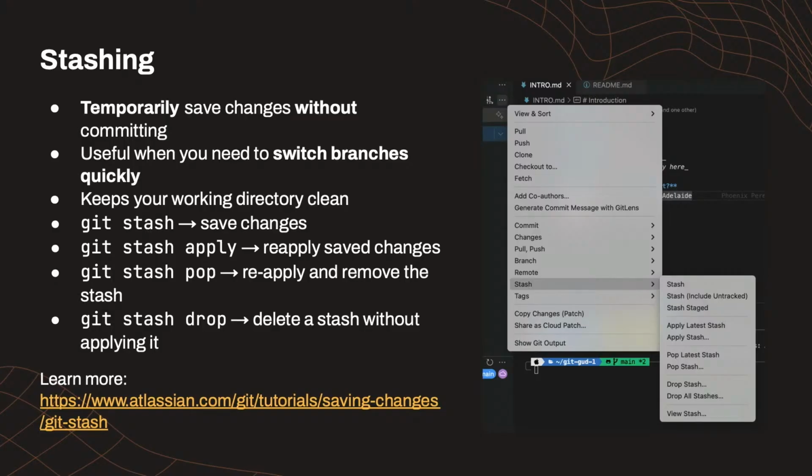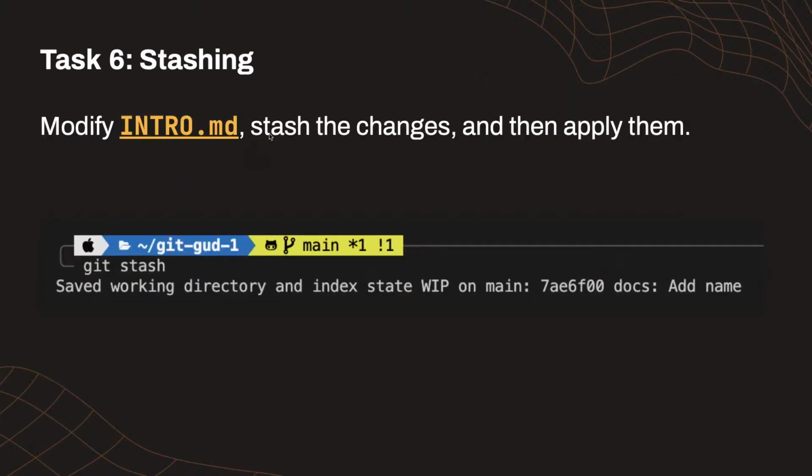So you can use this by running the git stash command, which saves the changes that are applied in the local folder. And then you can do git stash apply to reapply the saved changes. And then you can do pop to reapply and remove the stash, and drop, which deletes a stash without applying it. You can also do it in the UI by going on the left and then going down to stash and then doing whatever option you want. So for stashing, you can follow this one quickly. You can just modify the intro.md file, stash changes, and then apply them.